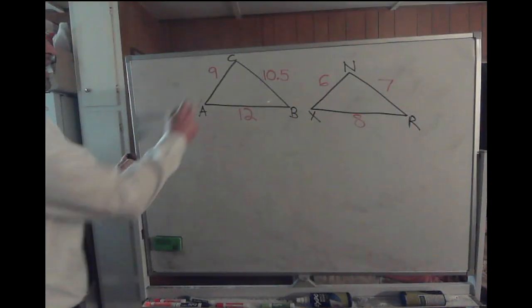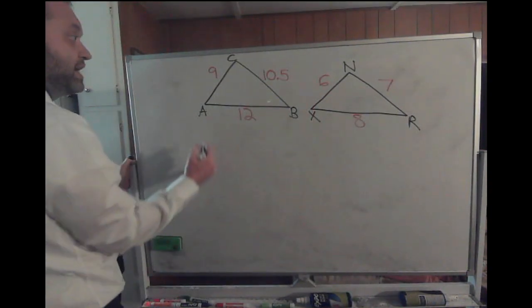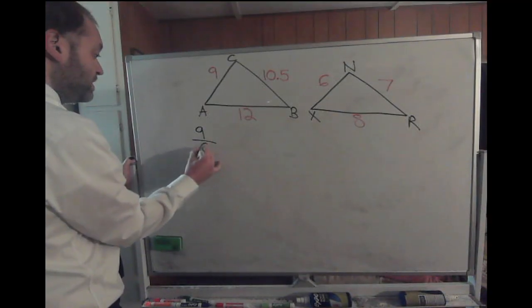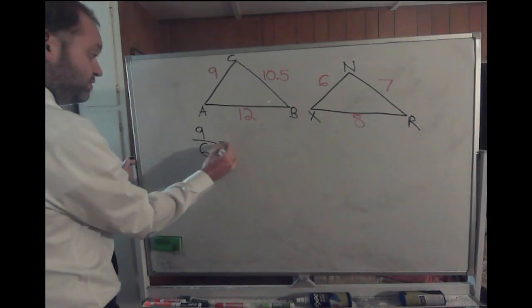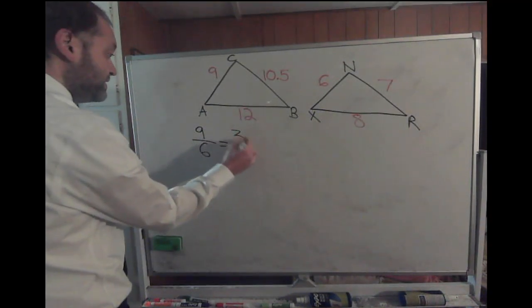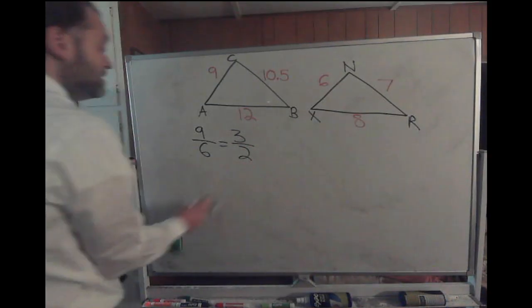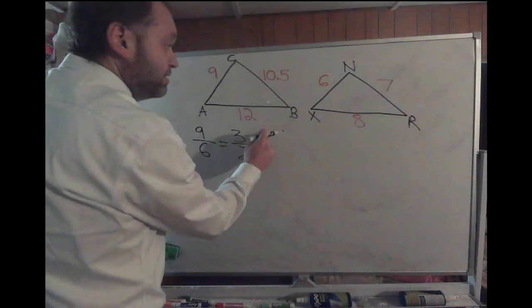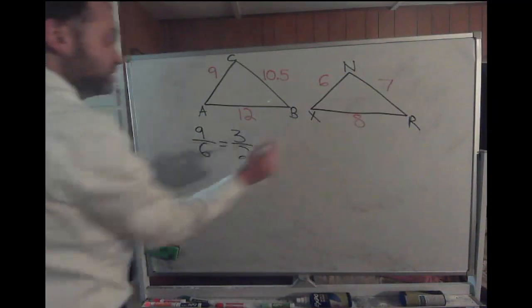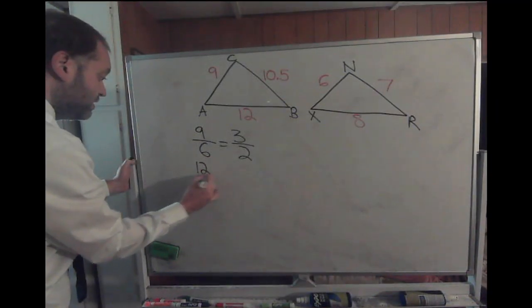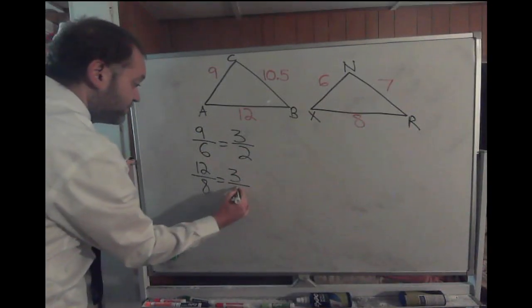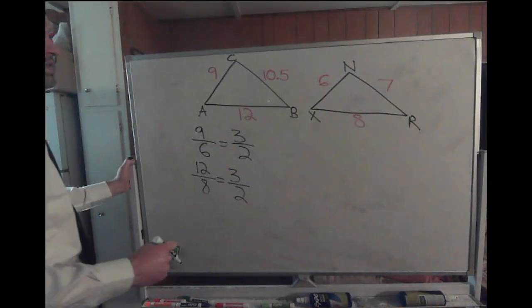So AC would be in proportion to XN. So that would be 9 to 6. 9 to 6 would give you a scale factor of 3 to 2. So then it also looks like AB would be in ratio to XR, which would give you 12 to 8, which would also give you a ratio of 3 to 2, your scale factor of 3 to 2.